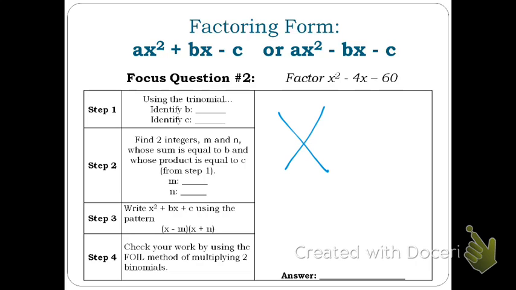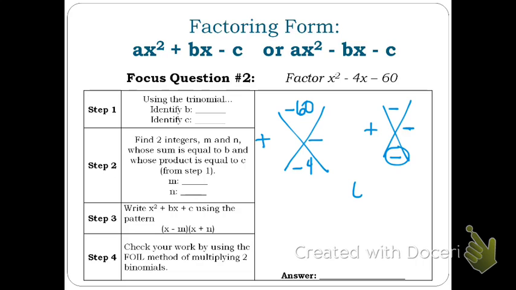Draw your x, identify your c value as negative 60, identify your b value as negative 4. So the scenario we have is a negative over a negative. Because the top number is negative, we want opposite signs, but the bottom number tells me which one needs to be bigger. The bigger number needs to be negative. My smaller number needs to be positive. So I'm expecting positive, negative.